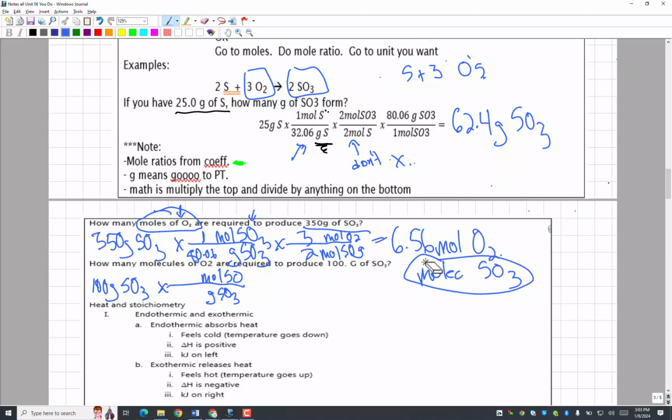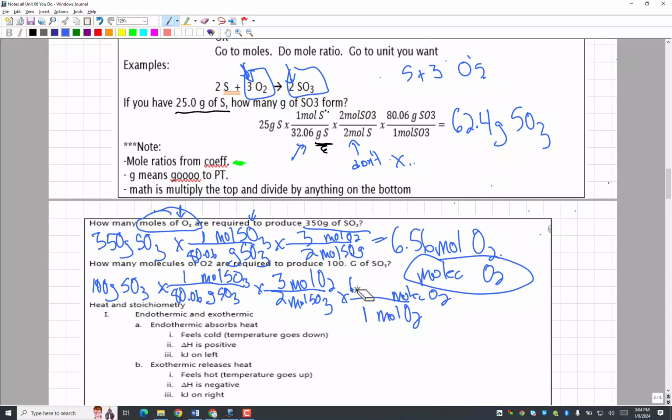Okay, that's my dream. So little g means grams and little g means go to the periodic table, 80.06. And that's 1 mole of SO3. Moles of SO3. How many molecules of, I misread it, molecules of O2. So instead of going right into molecules of O2, I have to first go into moles of O2. Moles over moles, use coefficients. But I don't want moles of O2 on top, so I put moles of O2 on the bottom. I want molecules of O2.